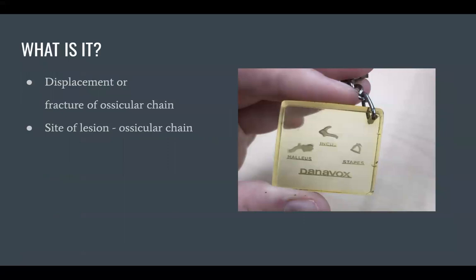I included this picture. This is actually a picture I took in class last semester in Intro to Audiology. I just wanted to remind you guys how small the ossicles are. You can see those are my fingers in comparison, they're extremely tiny. So ossicular chain discontinuity is basically when any of these bones gets fractured or gets separated within the chain.